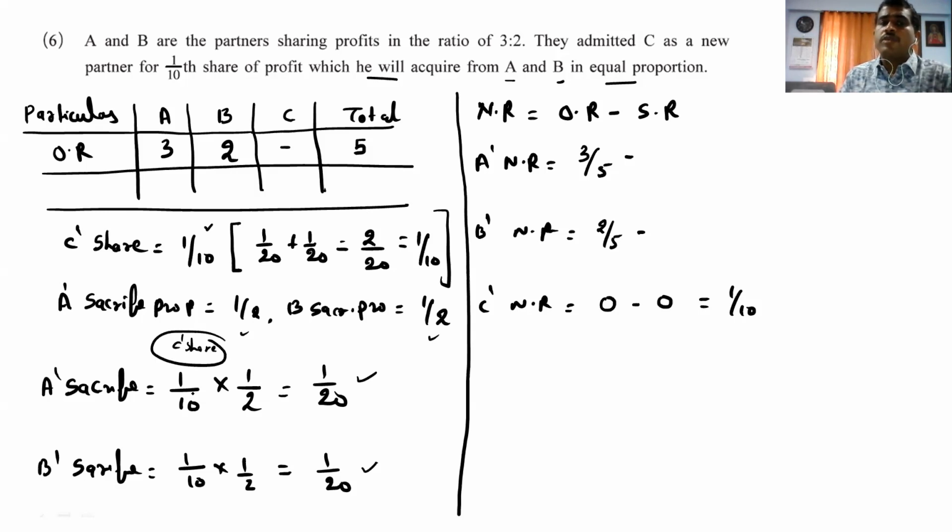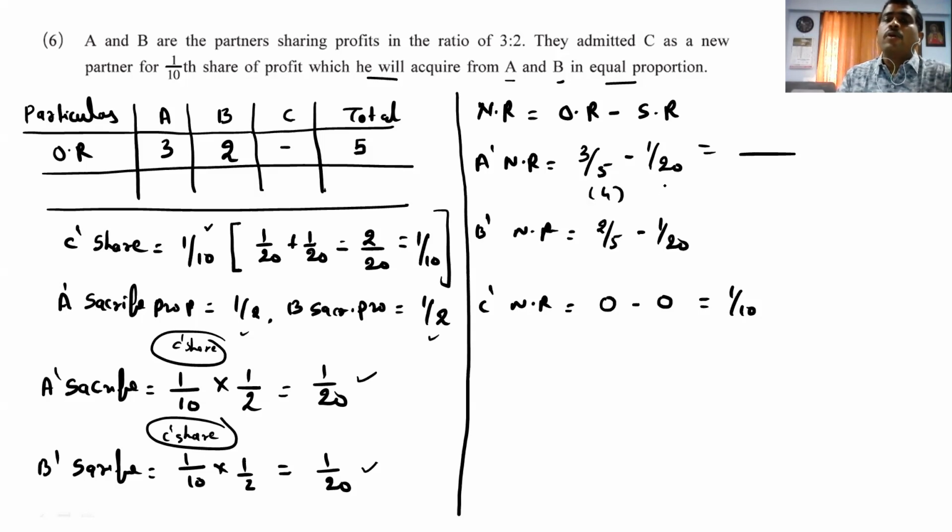While A's sacrifice proportion, what they want to say, proportion, equal, that is 1:1, that is 1 by 2, 1 by 2. So finally, A's sacrifice is how much A is giving? 1 by 10 is giving. You are getting? A's sacrifice, from where it comes? C's share. C's share is how much? 1 by 10. And he will acquire half of it from A. That is the wording, half of it from A. So into half, it comes 1 by 20. The same way B's, C's share 1 by 10, half of it requires 1 by 2, that is 1 by 20. So here comes now 3 by 5 minus 1 by 20. Here also 1 by 20. So now we have to calculate the LCM. So let's see.